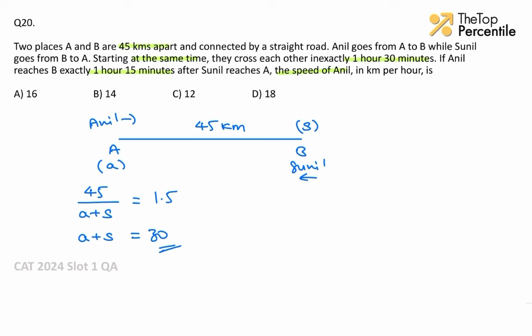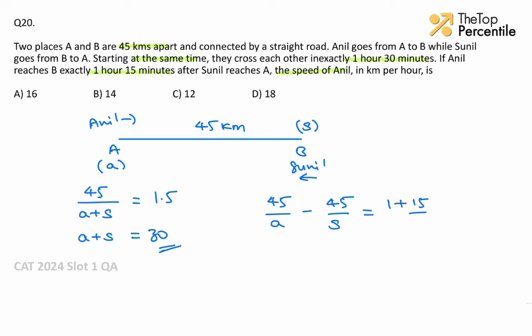Okay, so let's come to the second point. Anil reaches B exactly 1 hour 15 minutes after Sunil reaches A. So this means that Anil takes more time. So 45 upon A minus 45 upon Sunil's speed will be 1 hour 15 minutes.